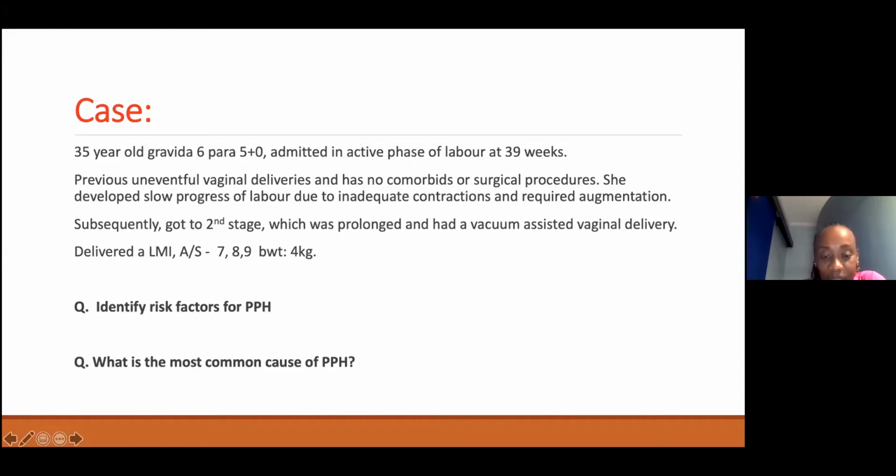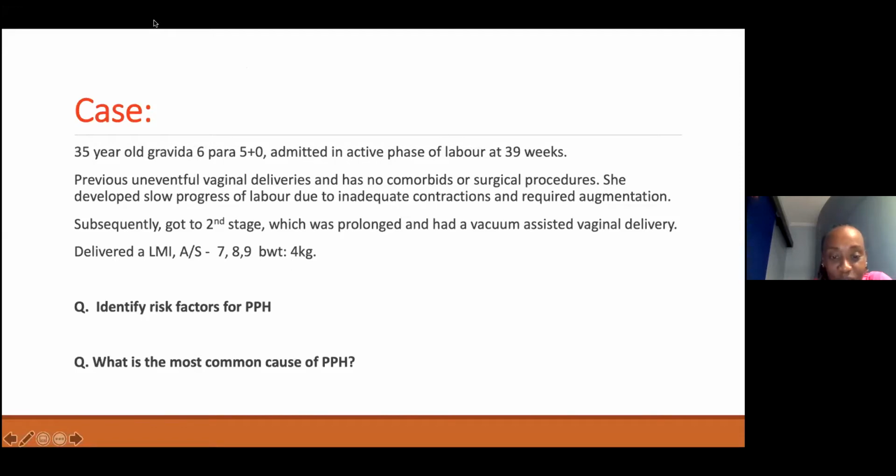Excellent. Yeah, I think we're all saying the same thing, okay? Yeah, we're saying she had a slow progression. Remember, any augmentation, prolonged labor, prolonged second stage, vacuum delivery, and a large baby. So excellent. Good job, guys.